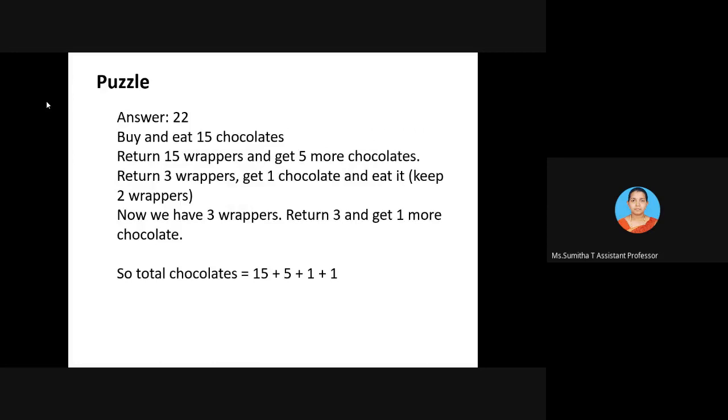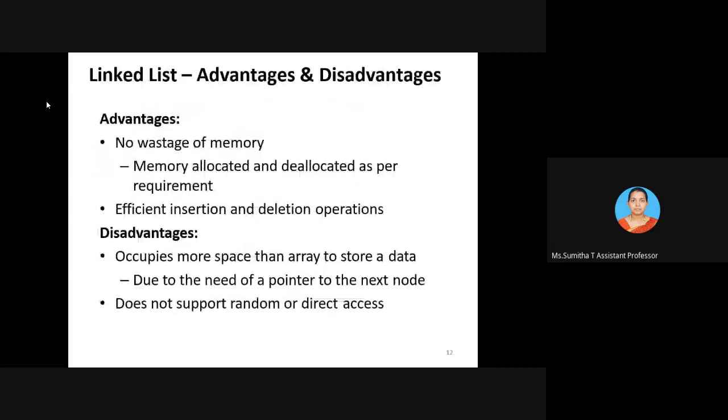Okay, is it clear, everyone? That means buy and eat 15 chocolates. So we have 15 wrappers, and with the help of these 15 wrappers, we can get 5 more chocolates. So 20. Again, we have 5 wrappers. So return 3 and get 1 more chocolate. That is 21. In the previous case, we had 2 wrappers, and now we got 1 chocolate, so again we have 3 wrappers, give them and get 1 more chocolate. That is 22. Okay, is it clear, everyone? Yes. Okay, fine.